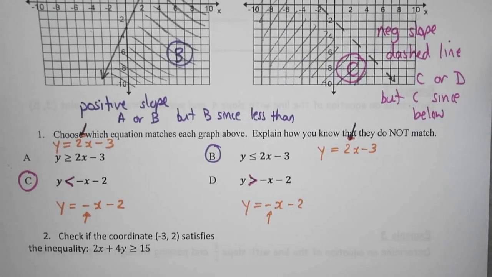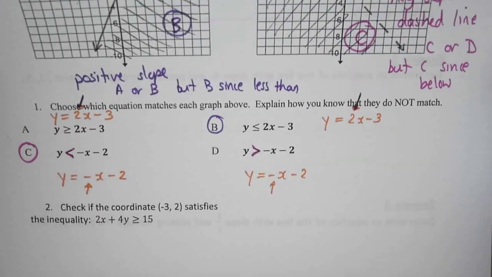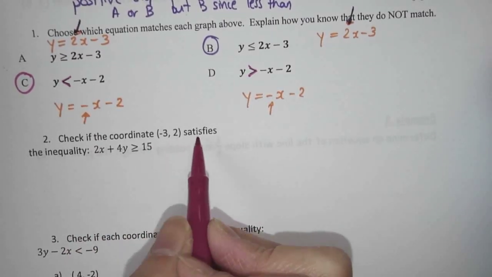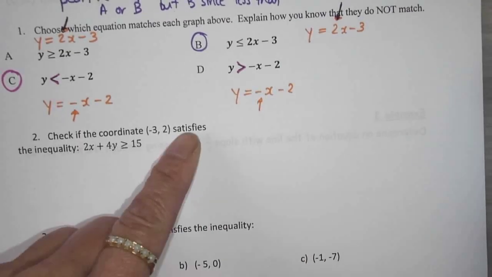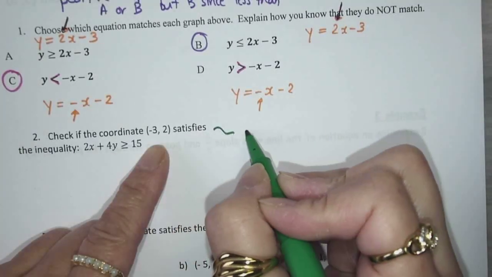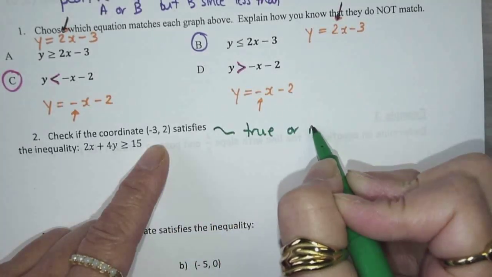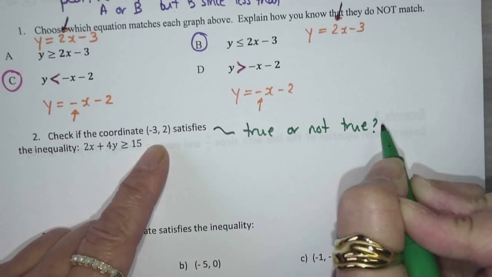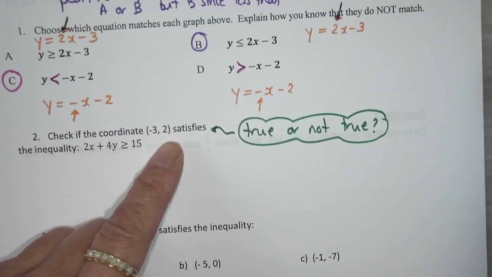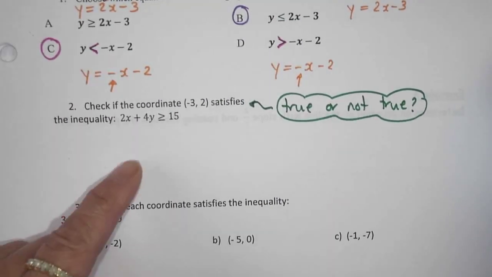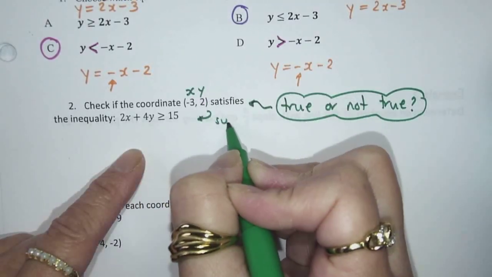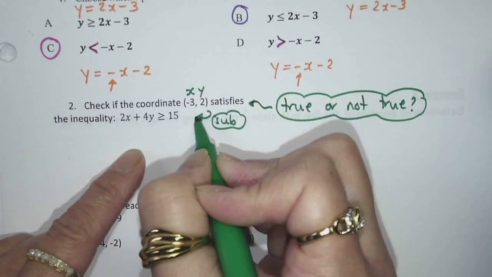Okay, for the next question, check if the coordinate satisfies the inequality. When I say satisfy, we're checking to see if it's true or not true. So when I substitute in, I want to see if this is true or not true. I'm going to substitute this in for x and y.